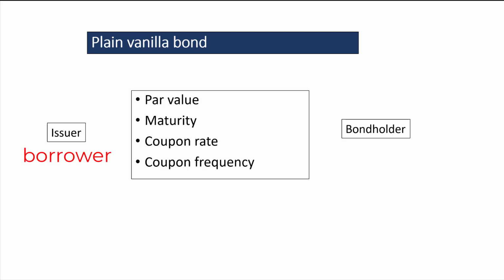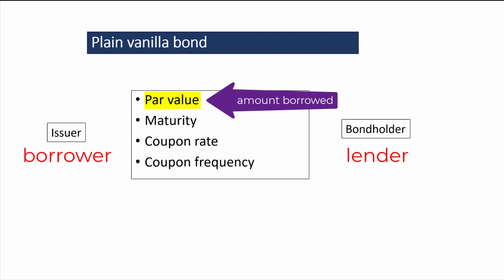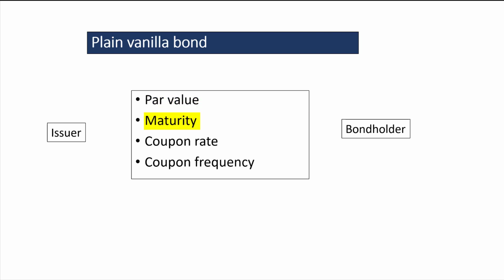The issuer borrows a specified amount of money called the par or face value from the bondholder. In addition, the issuer promises to pay back the money on maturity date. Finally, the issuer also promises to pay a fixed annual interest rate called the coupon rate.